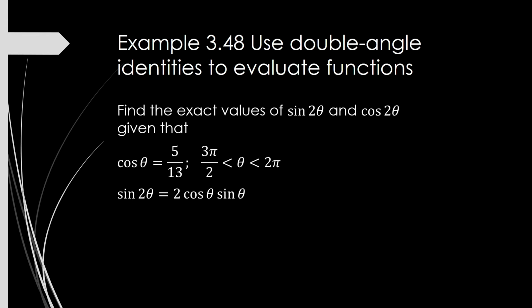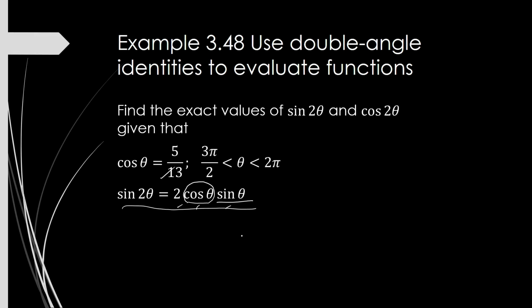So sine of 2 theta is among your identities. You have a double angle identity for this, and it's equal to this. Sine of 2 theta is equal to 2 times cosine of theta times sine of theta. Okay, so we already got this. Cosine of theta is 5/13. But what about sine? Okay, so I think you now have some idea about how to get sine.